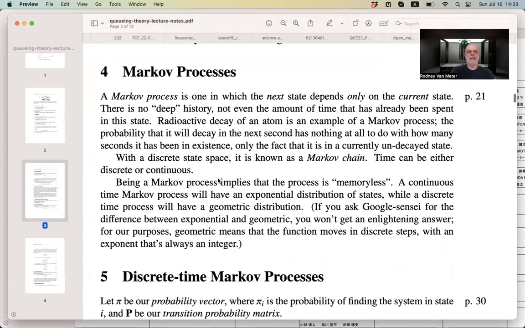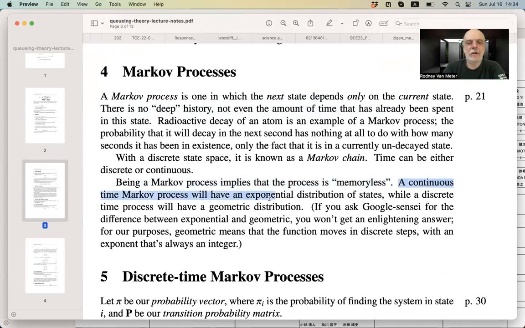This being a Markov process, meaning that the next state depends only on the current state. Another word for that is that a Markov process is what we call memoryless. That's a term that just means that, again, the deep memory, what happened yesterday or the day before, doesn't matter, only the current state.